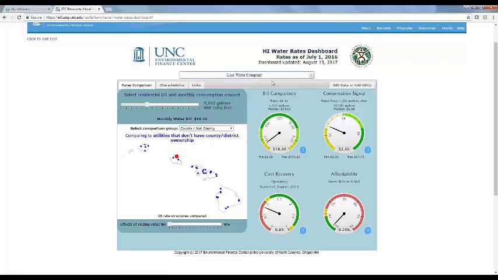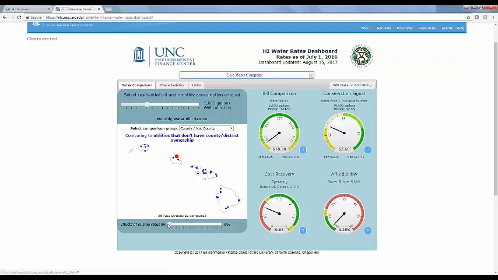So here we have the bill comparison dial. We're seeing that this is falling in the lower end of the bills for that comparison group. But affordability, on the other hand, is looking really great. A pretty average conservation signal. Looks like maybe cost recovery could be better here. But we're not here to analyze this water system particularly, just here to show you the features.